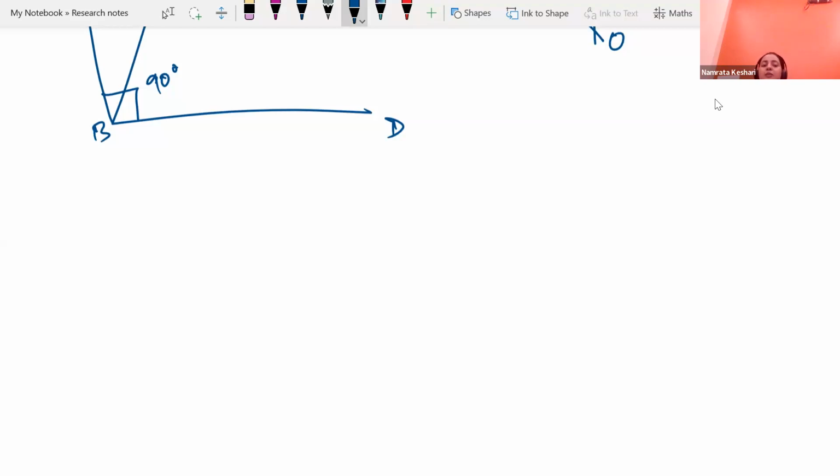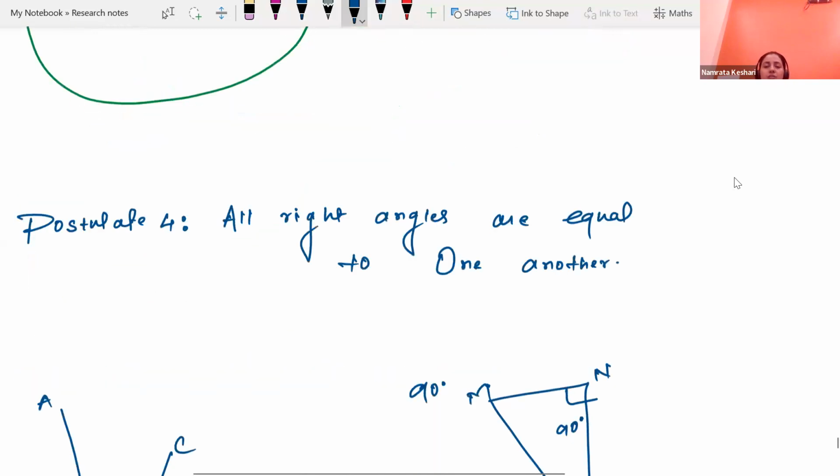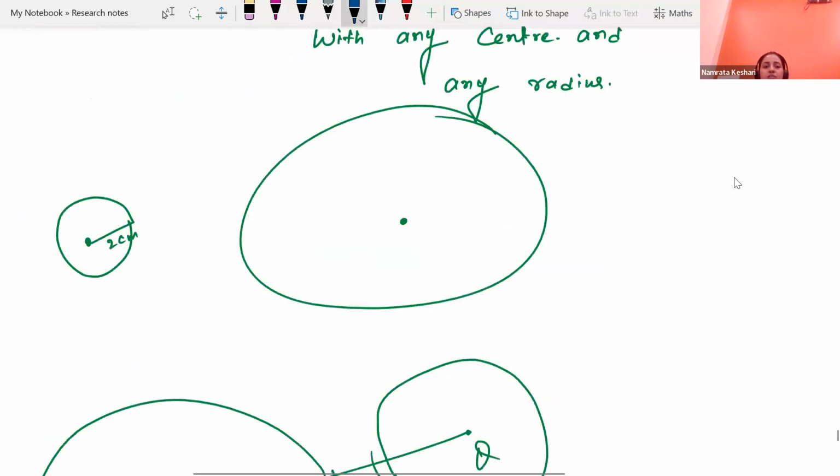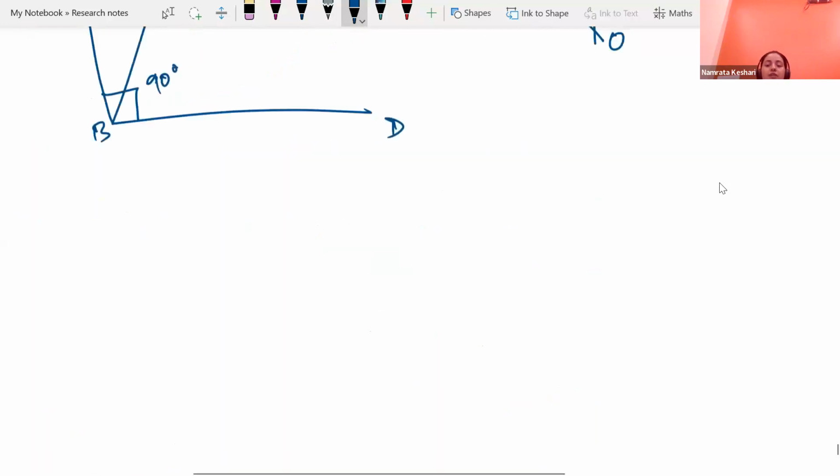Sarah, will you be able to tell me the third and the fourth one? A circle can be drawn with any center and radius. All right angles are equal to one another. You said without, or I heard without. A circle can be drawn with, you said, right? Yeah, it's perfect.